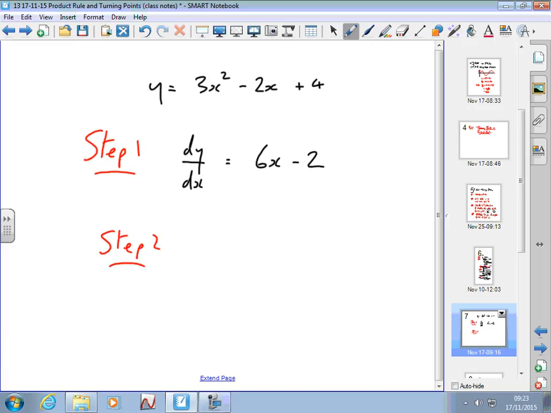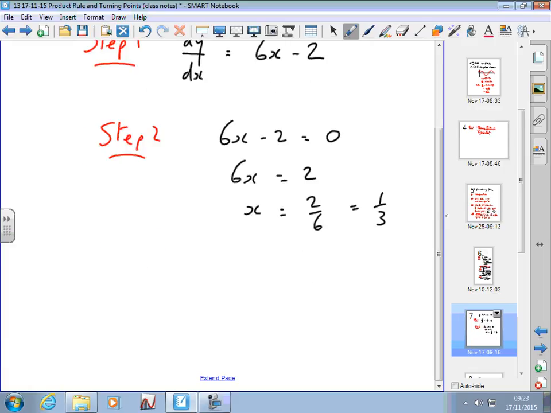So step 2, what do we do? Good. 6x minus 2 equals 0. Then solve it. So what do I do? Add 2 to both sides. Right. Divide both sides by 6. x equals 2 over 6, or 1/3. So x equals 1/3.